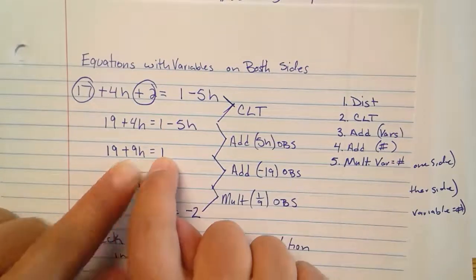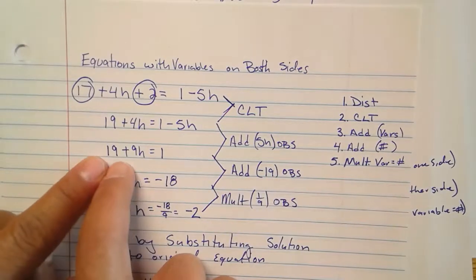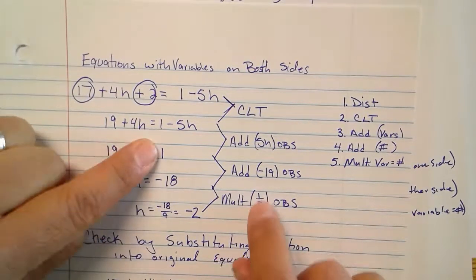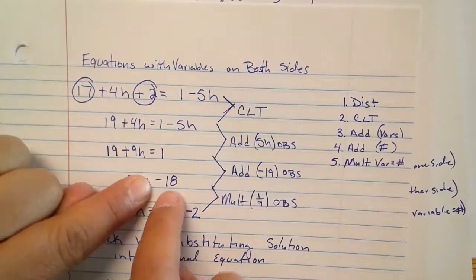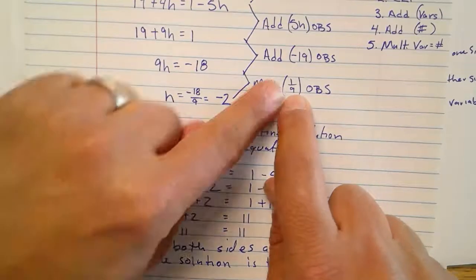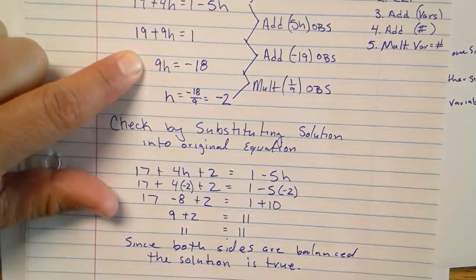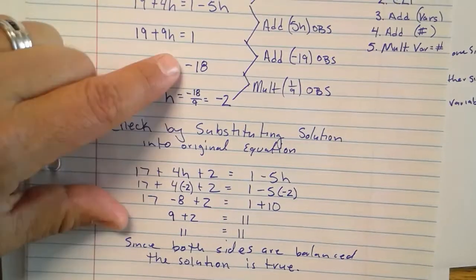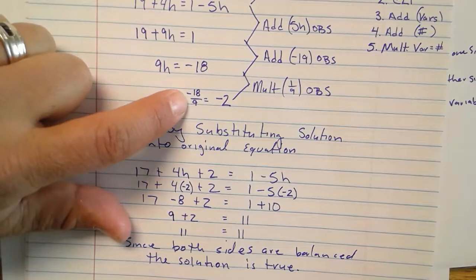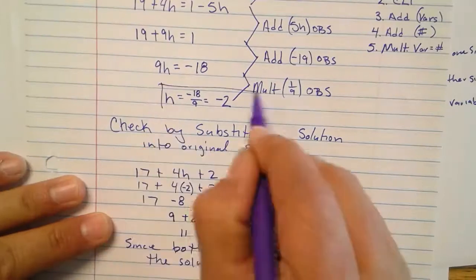Then I added negative 19 to both sides. 19 plus negative 19 is 0. 0 plus 9h is just 9h. 1 plus the negative 19 is negative 18. Final step was to multiply by the 1/9 on both sides. 9 times 1/9 is 1. 1 times h is h. Negative 18 times 1/9 is negative 18 ninths, which simplifies to negative 2. My solution worked, and now I could type it into my Khan Academy.